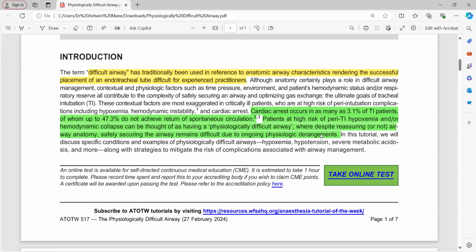As we all have experienced, cardiac arrest occurs in as many as 3.1% of endotracheally intubated patients, of whom 47.3% do not achieve return of spontaneous circulation. Patients at high risk of post-intubation hypoxemia or hemodynamic collapse can be thought of as having a physiologically difficult airway, where despite reassuring airway anatomy, safely securing the airway remains difficult due to ongoing physiological derangement.